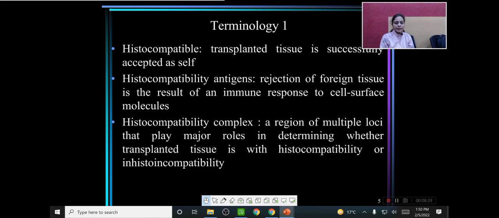Histocompatibility complex: a region of multiple loci that play major roles in determining whether transplanted tissue is histocompatible or incompatible. What is the histocompatibility complex? It is the region of multiple loci that play a major role in determining whether transplanted tissue is histocompatible or incompatible.